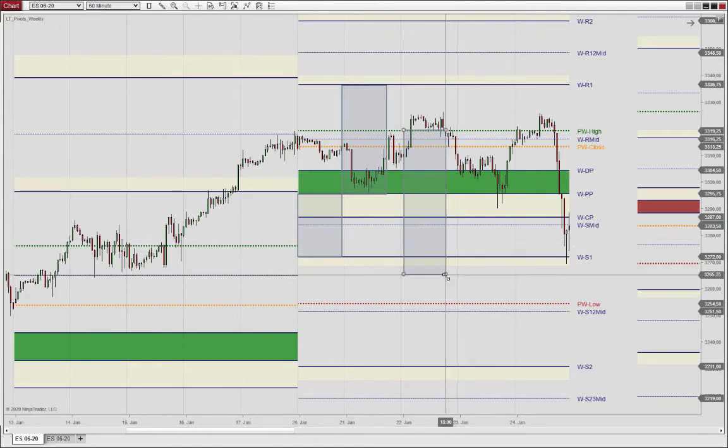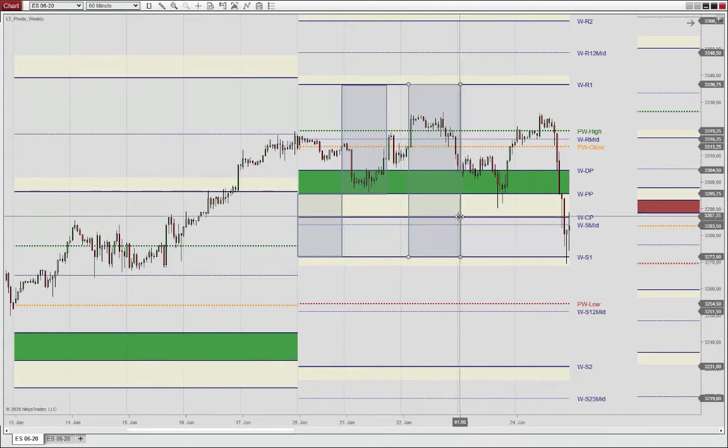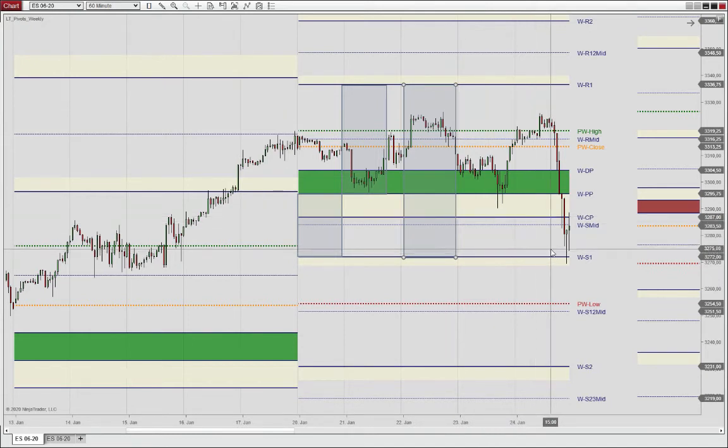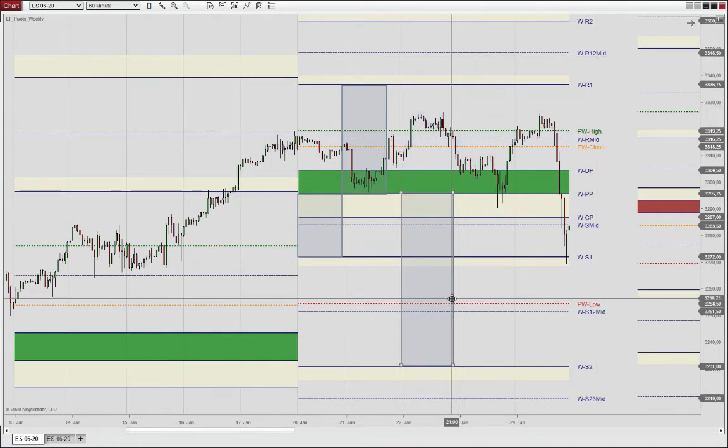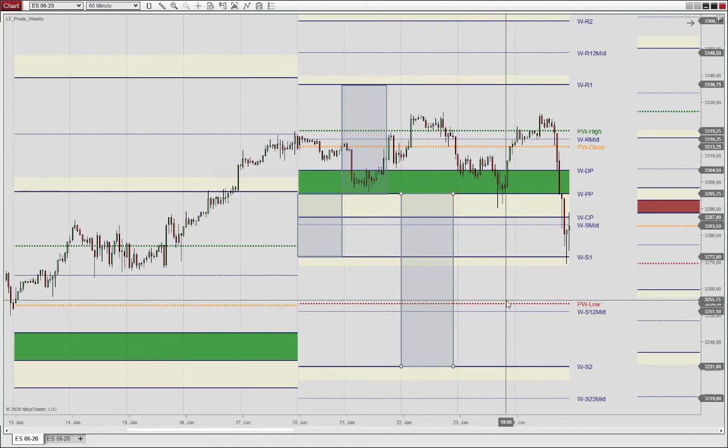So we can just verify that here. And you see here the distance between the first support and resistance level equals last week's trading range. And likewise, the distance from the main pivot to the second resistance level or the second support level equals last week's trading range.